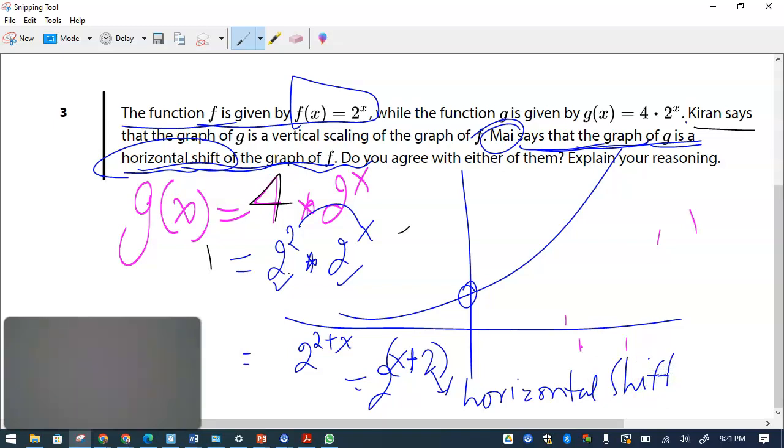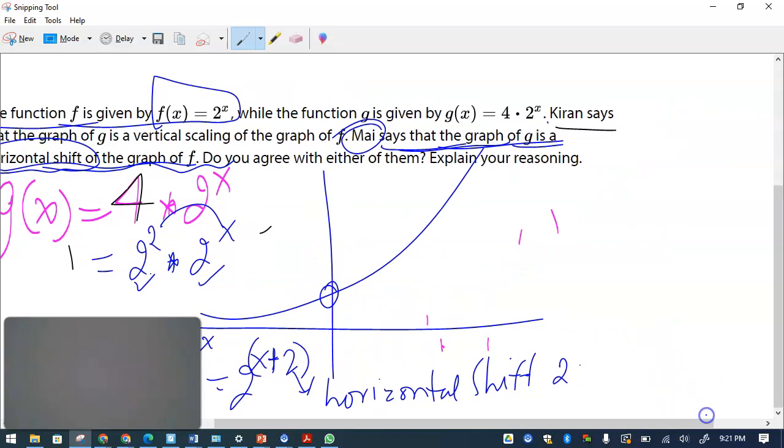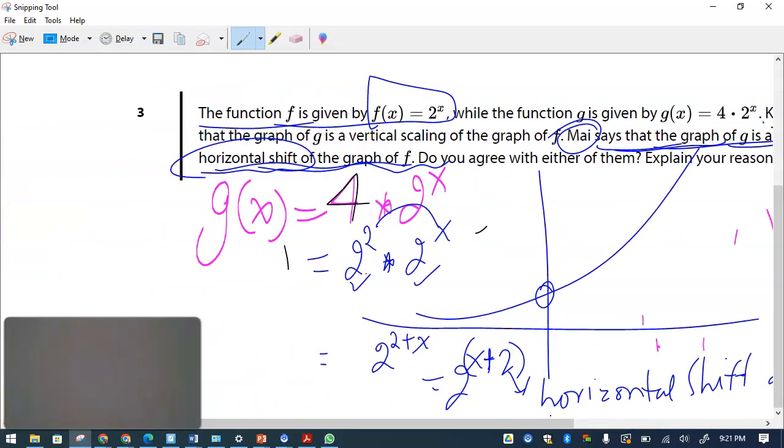So it shifts horizontally 2 places left. So it means 2 units to the left. So both are correct. Either, the first one says Kiran says this graph moves up 1, 2, 3, 4 like that. It goes this way. But what Mai thinks is this graph can be shifted maybe 2 places to the left. So when you shift this 1 and 2, then it goes to the same graph. It's the same thing. See?